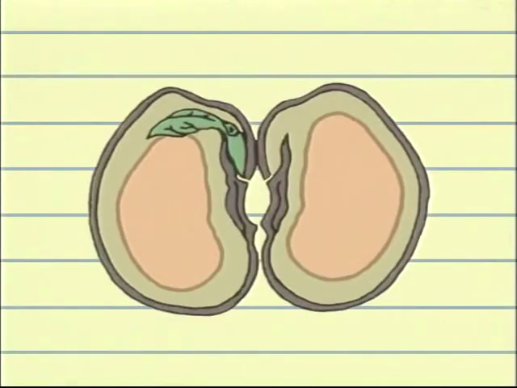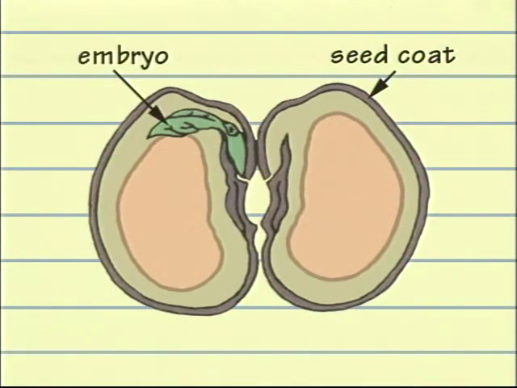The first part of a seed is called the seed coat. The seed coat protects the other parts of the seed from injury, insects, and loss of water. The seed coat gives the parts inside the seed a chance to survive until the conditions are just right to start a new plant. Inside the seed coat is the second part of the seed called the embryo. The embryo contains all the parts that are needed to become a new plant.